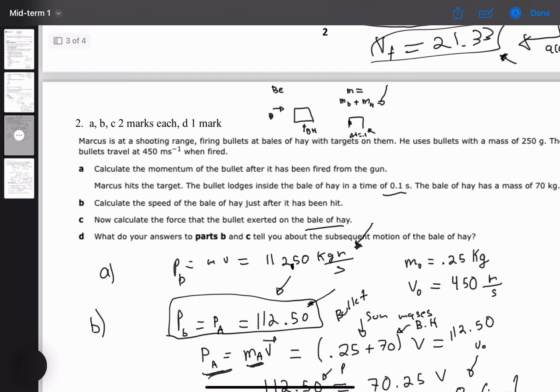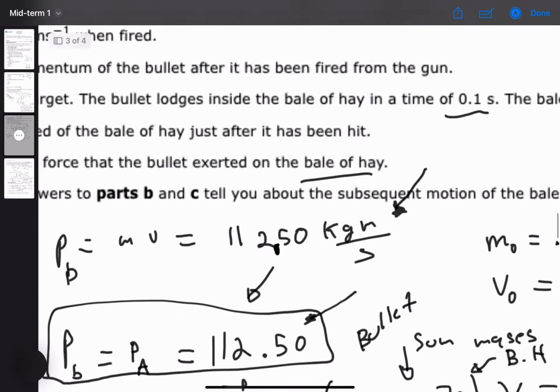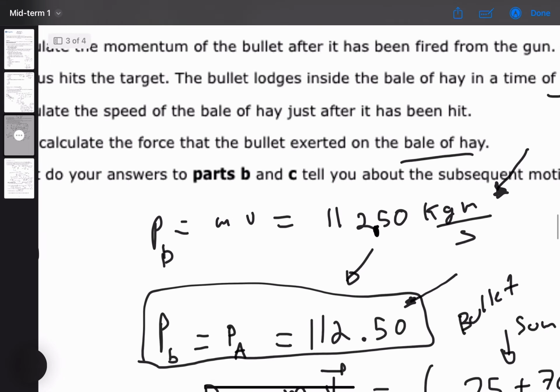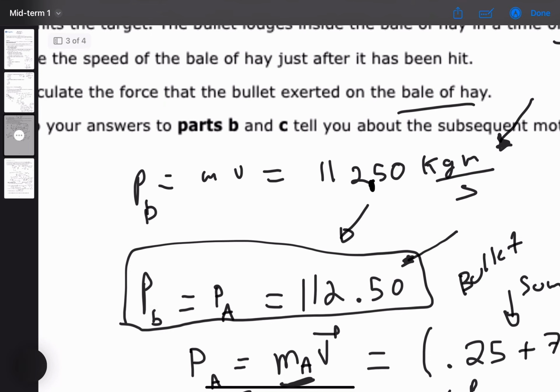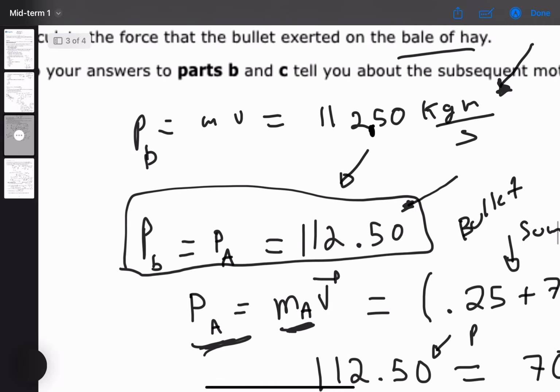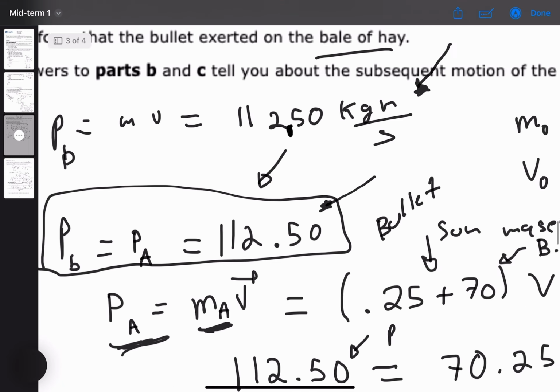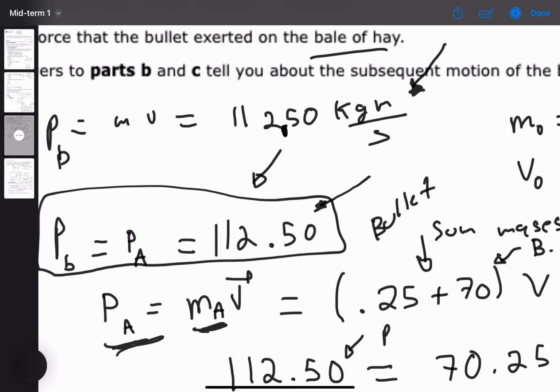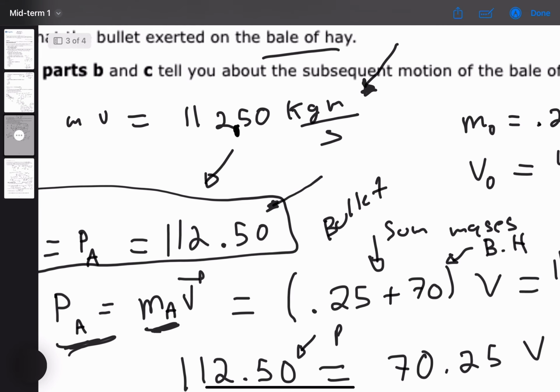Conservation of momentum tells me that the momentum before the collision has to remain the same before and after the collision. So from letter A, I found the momentum before the collision, which is this. And because of conservation of momentum, momentum before and momentum after has to be that. Okay? And by definition, momentum after is the mass after multiplied by the velocity. So the mass after is the sum of 0.25 from the bullet and 70 from the bale of hay multiplied by velocity.